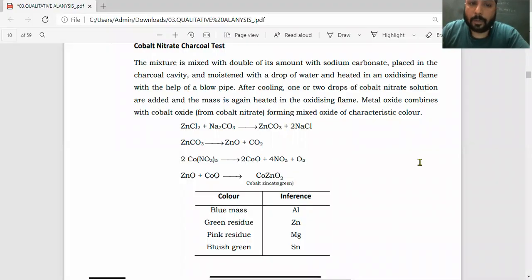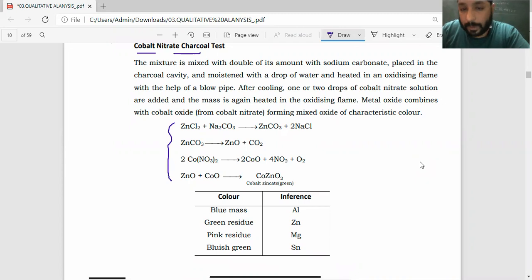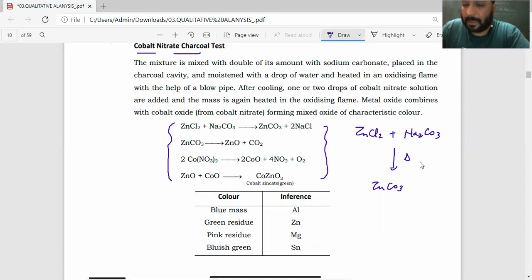Okay, now the cobalt nitrate charcoal test. In the cobalt nitrate charcoal test, we have to just remember the reaction of zinc with cobalt nitrate. What exactly we do here: take any salt, for example, ZnCl2. Mix it with double the amount of sodium carbonate. When you heat that, I'll get zinc carbonate. You have to add some drops of water before heating it, so that they mix evenly, and then heat it. On further heating, zinc carbonate becomes zinc oxide and carbon dioxide. The carbon dioxide gas comes out, and this reaction happens in the charcoal cavity.